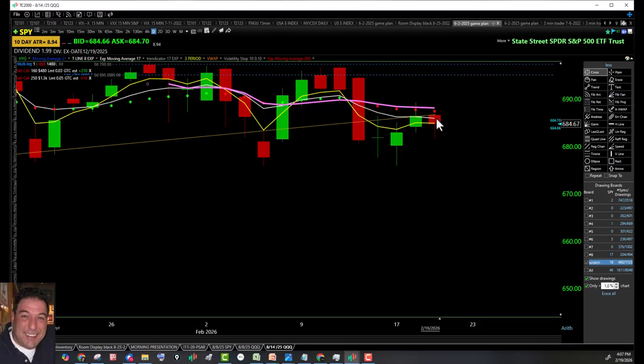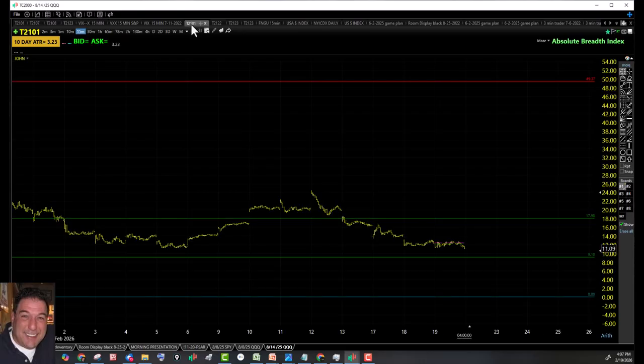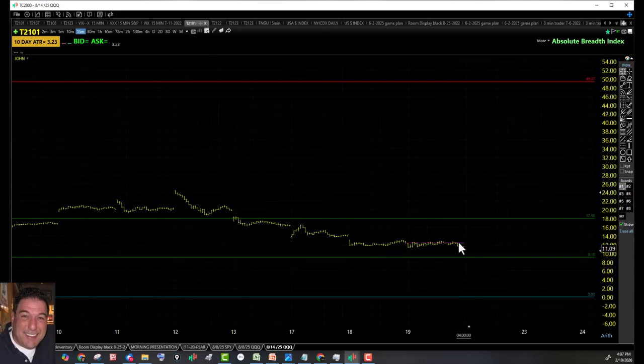So SPY kind of went sideways. If you look at the body, it drifted a little bit lower, but kind of rallied back. So SPY went sideways, so no gains, no losses. Back to T2101, we went sideways on T2101. I guess I can accept that.